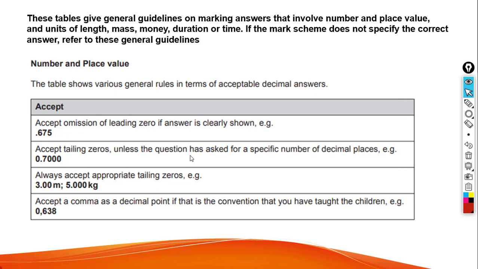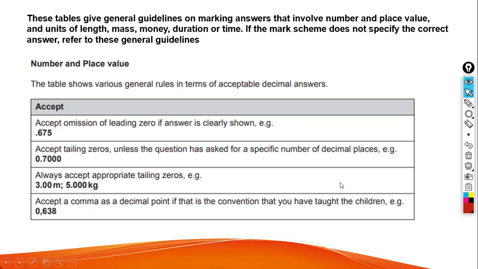They will accept omission of the leading zero if the answer is clearly shown, such as .675 without the zero. They will accept trailing zeros unless the question has asked for a specific number of decimal places, such as 0.7000. Always accept appropriate trailing zeros, such as 3.00, 5.000, and they will accept a comma as a decimal point if they've been taught.